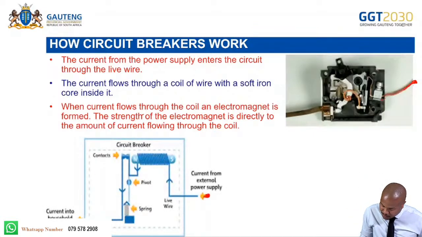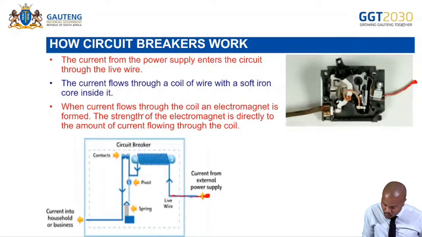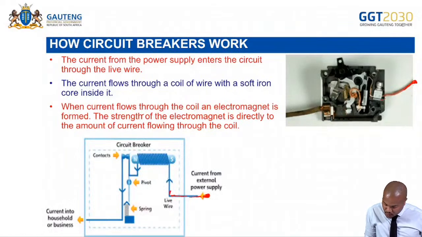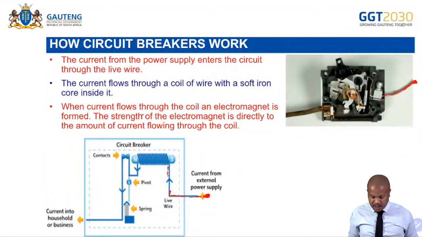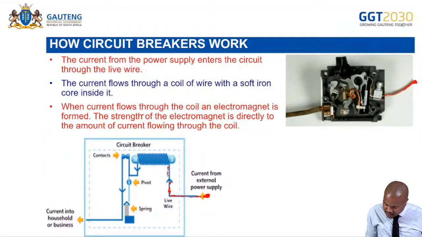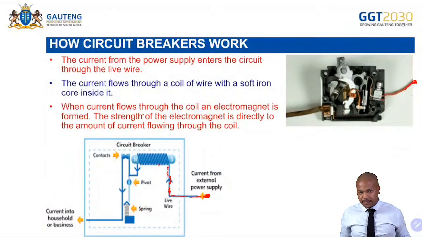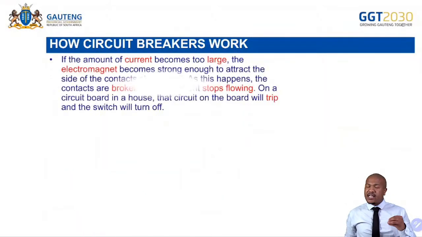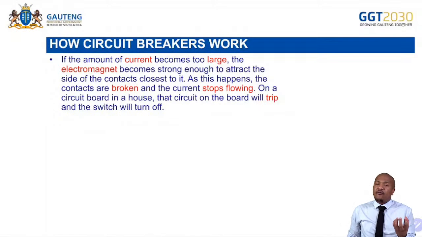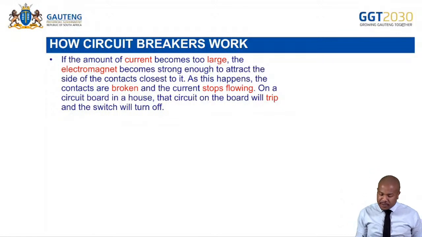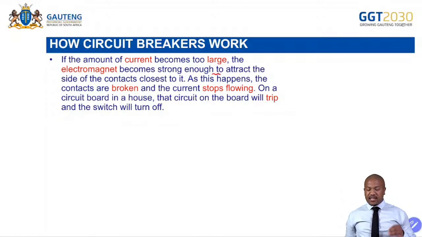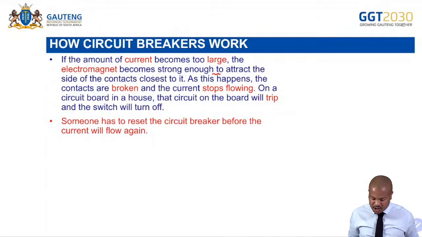The current coming from the power supply, as it enters here, flows through this coil of wire with a soft iron core inside. When the current flows through this coil, an electromagnet is formed, and the strength of the electromagnet is directly proportional to the amount of current flowing through the coil. So if the amount of current becomes too high, the electromagnet becomes strong enough to attract the side of the contact closest to it.